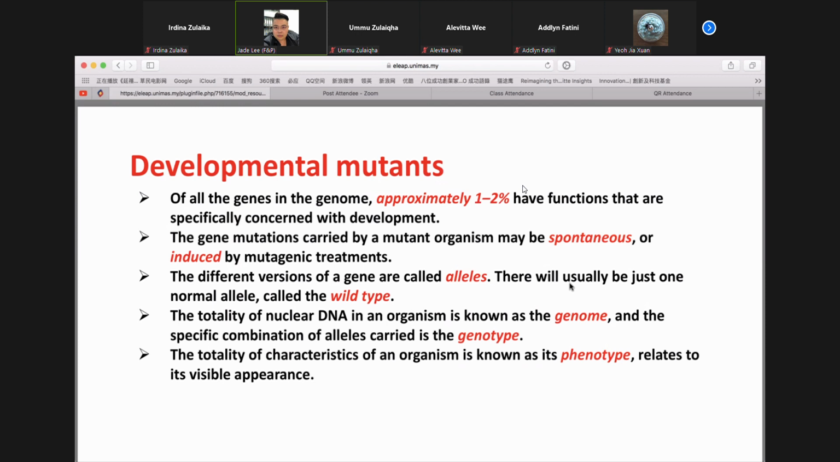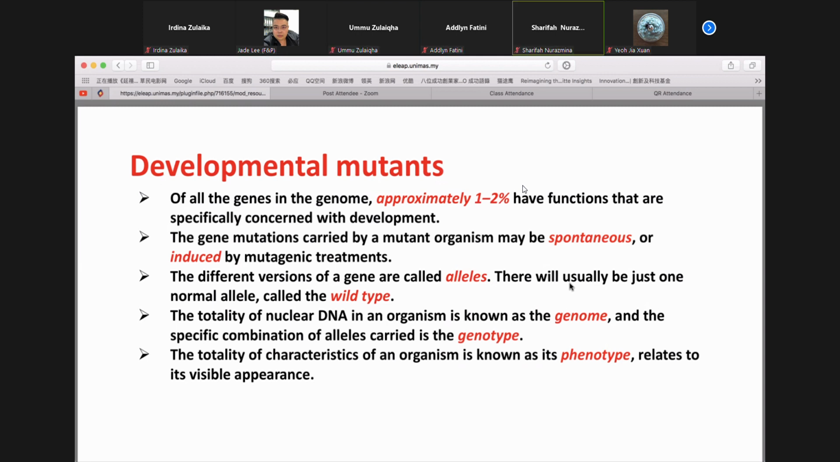Gene mutations carried by mutant organisms may be spontaneous or induced by mutagenic treatment. There are many chemicals that we can use to induce mutagenesis. The different versions of a gene are called alleles. If you remember your STB2033 general genetics, there is usually just one normal allele that we call wild type. Still remember wild type?